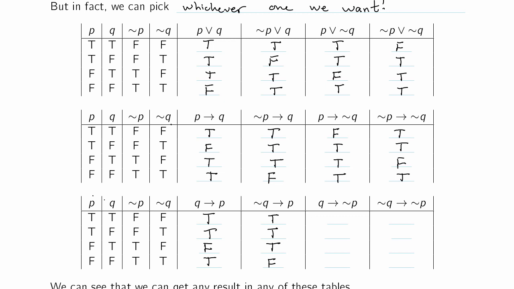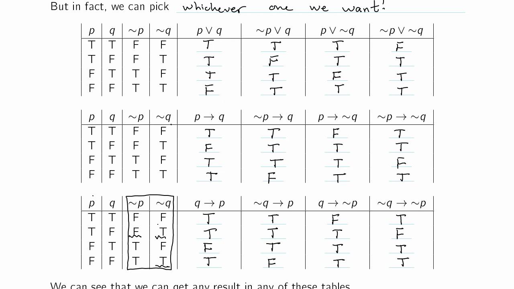For Q, then not P, we'll want to look at these two columns, and this conditional is false when Q is true, but not P is false, and it's true the rest of the time. Finally, not Q, then not P. We'll want to look at these two columns. This conditional is false when not Q is true, but not P is false, and it's true the rest of the time.